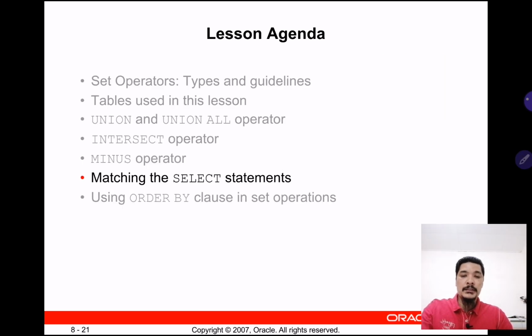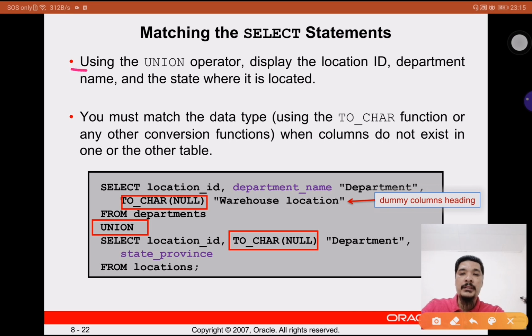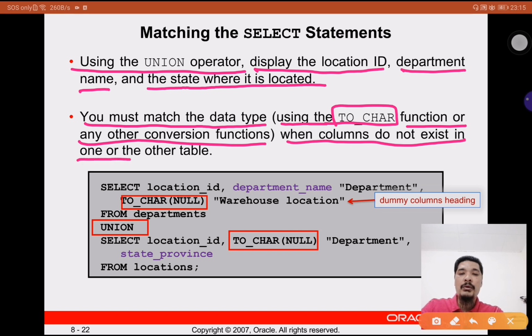Matching the SELECT statement. Using the UNION operator, display the location ID, department name, and the state where it is located. You must match the data types, because this is one of the guidelines or rules: we must make sure the data types are the same. If the data types are different, we can match them using TO_CHAR or any other conversion function, TO_CHAR, TO_NUMBER, TO_DATE, when columns do not exist in one or the other table.